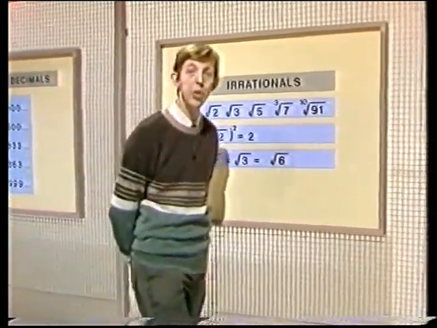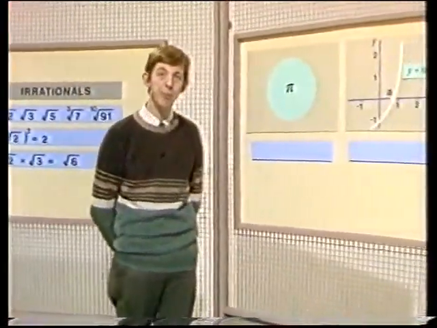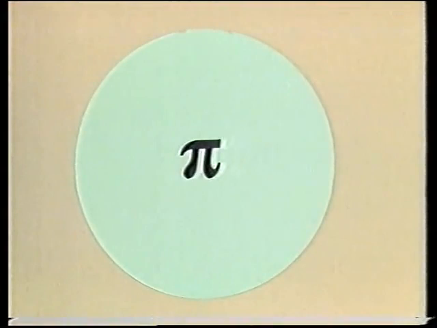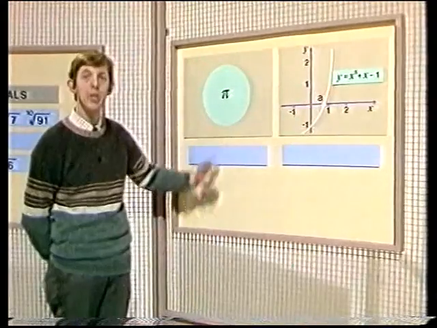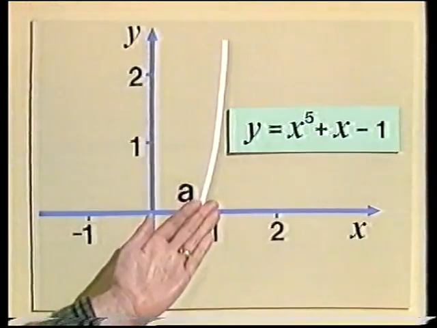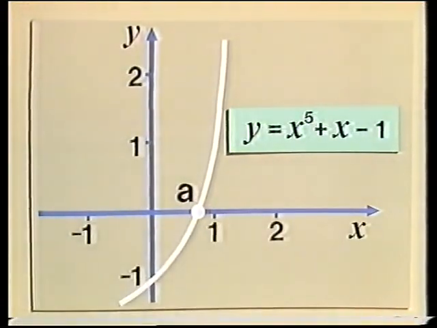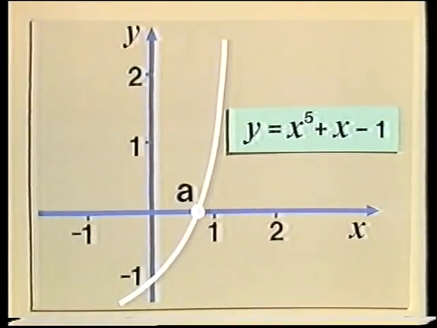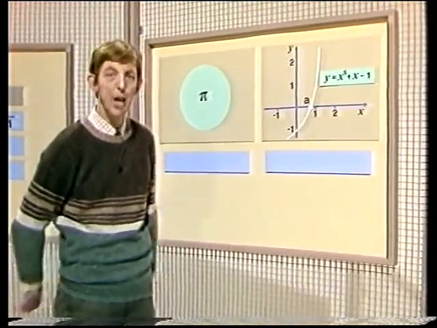But in analysis, we need numbers to describe many other things. For example, if this disk has radius 1, what's its area? Well, we usually describe its area using the number we call pi. But we also need numbers to describe zeros of polynomials, like this one. It's x to the 5th plus x minus 1. Its graph appears to cross the x-axis here at a. But is there really a number a such that a to the 5th plus a minus 1 is equal to 0? Well, if there is one, then it will have to be like this.